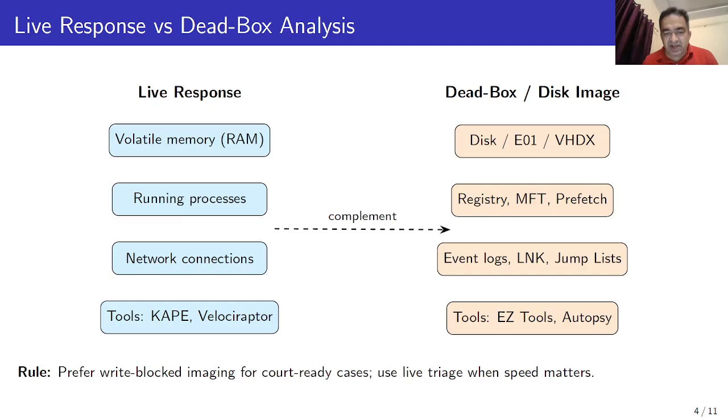For example, for an active C2 backend, dump memory first, live. For a historical case, like who deleted the payroll Excel file last month, a write-blocked disk image is usually enough and more court friendly.